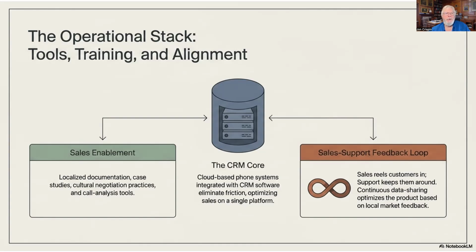And so, first of all, sales enablement talks about the documentation and all the cultural negotiation and practice, all the intel that they get and put into the customer relationship management core. And then the sales support feedback loop is after the product has been purchased, enjoyed, and is being used. They try to understand, is the product being used in the way we had imagined it would be, and is the customer experience as we had imagined it would be? If it is not, what do we need to do to improve that?